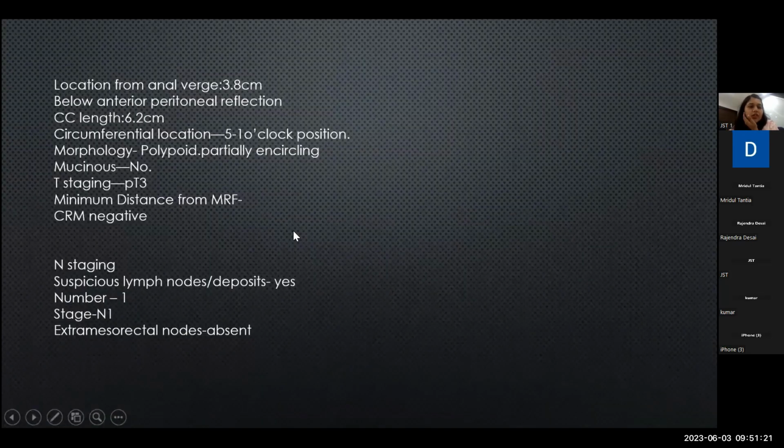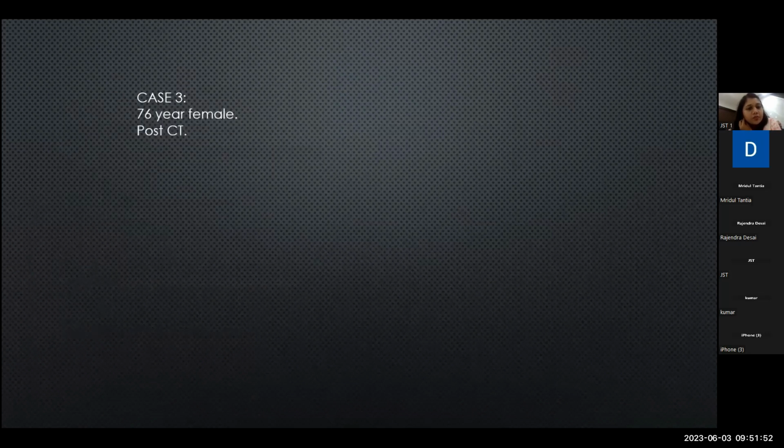So location on the anal verge was about 3.8 centimeters below the anterior peritoneal reflection, and it's involving the anorectal junction. Craniocaudal length is 6.2 centimeters. Circumferential location is about 5 to 1 o'clock. Morphology is polypoid, no mucinous changes. Provisional staging of T3 will be given. And we saw the tumor was significantly away from the MRF, so it's CRM negative. And in N staging, we see a suspicious lymph node, so it makes it a stage N1.